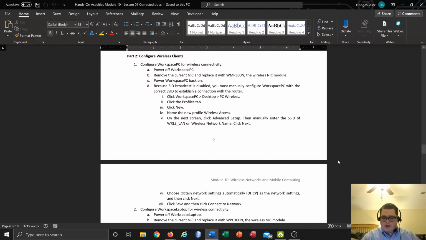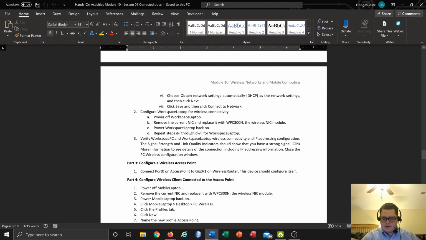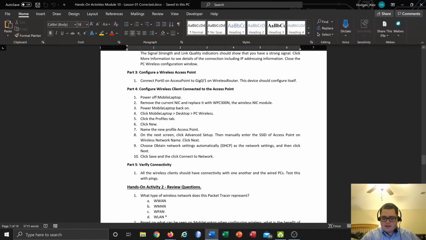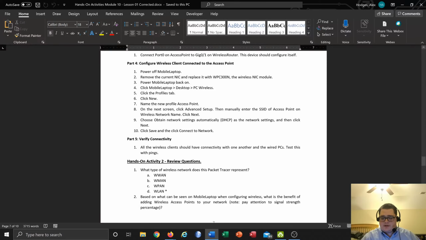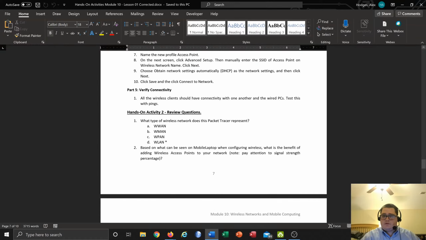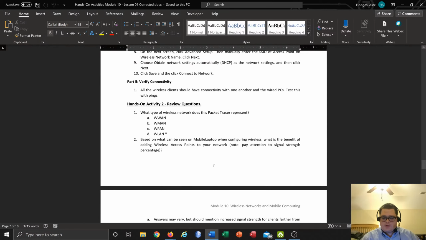So you're setting up the wireless router, setting up the wireless clients, configuring a wireless access point, setting up another wireless client, and verifying connectivity. Then again, you have more review questions going over what the Packet Tracer represents, what the lesson was, what the key takeaways were.